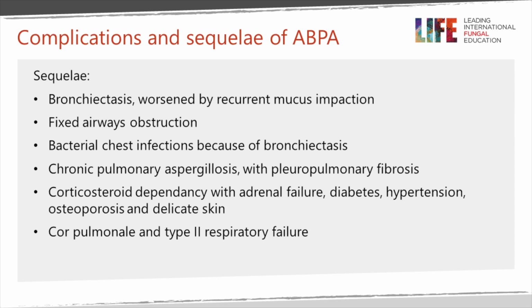The allergic reaction to the Aspergillus can then lead on to a more traditional growth of Aspergillus in the lung, so chronic pulmonary aspergillosis, which can be seen with the pleuropulmonary fibrosis and progressive destruction of the lung. That requires a different approach. The treatment with steroids can also result in Addison's disease, as well as diabetes, hypertension, and the other steroid reactions that are commonly seen. And at the end of the day, the person may have severe cor pulmonale with type 2 respiratory failure.